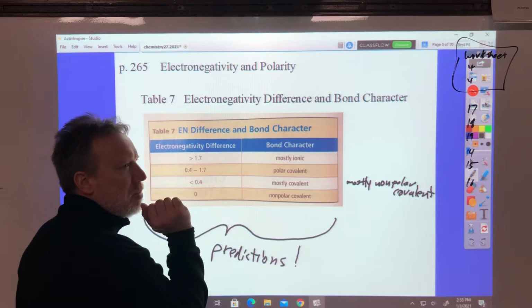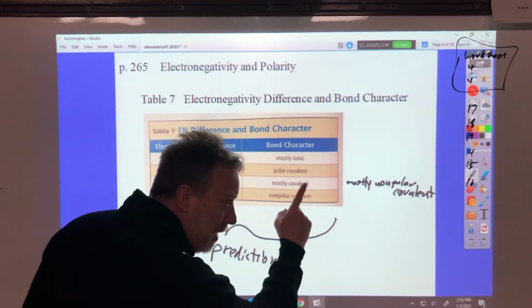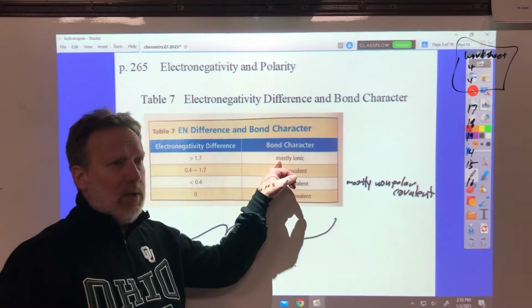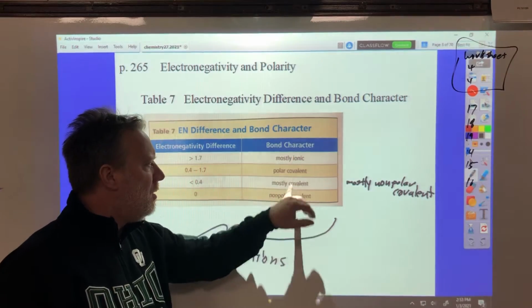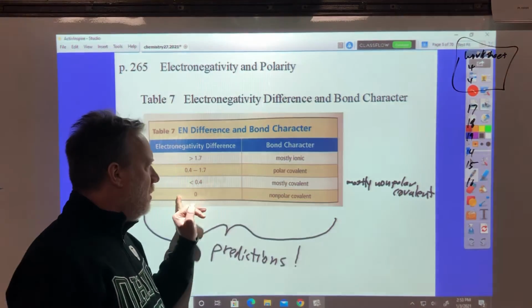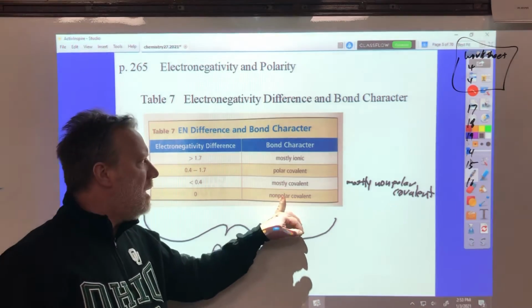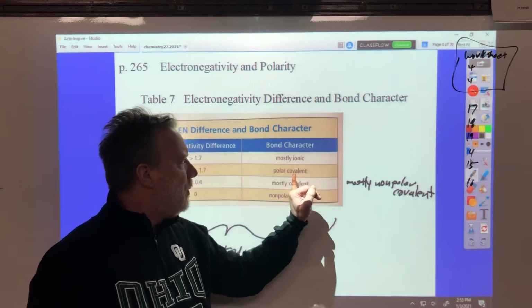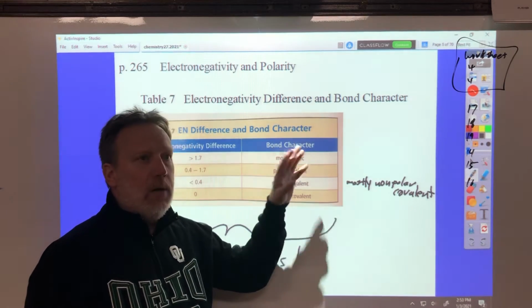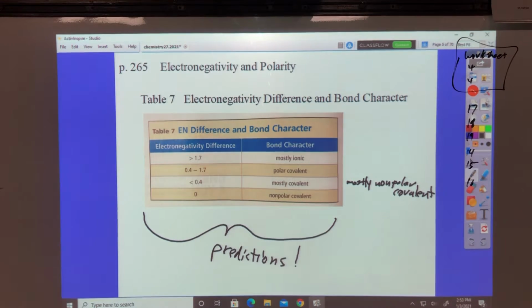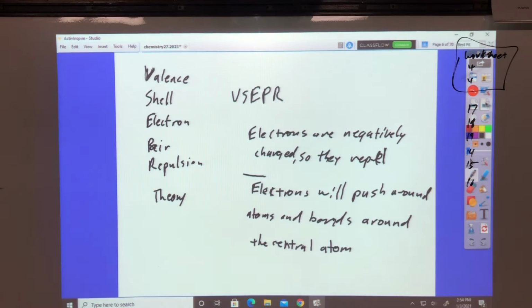It tells you the polarity in a bond and whether that bond is going to be ionic because it basically took the electron, or it's going to be nonpolar covalent because they share pretty much completely evenly, or something in between called polar covalent where they share but not equally. And then you represent those with a dipole.